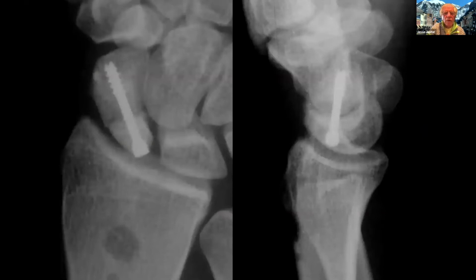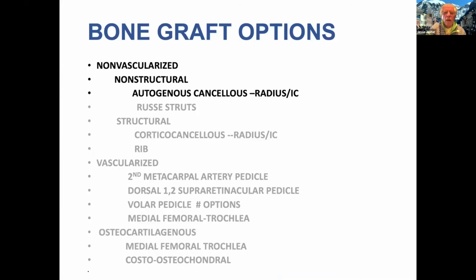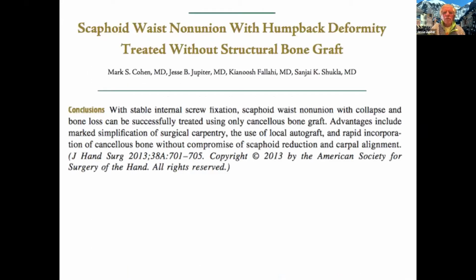And notice the radiodensity early on, but it does heal. There's a little radiolucency around the screw distally, but a functional outcome. We've also realized that treating a deformed non-union with a humpback can be done also without structural graft.